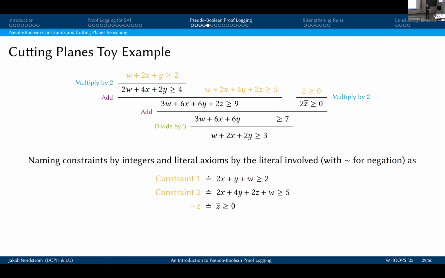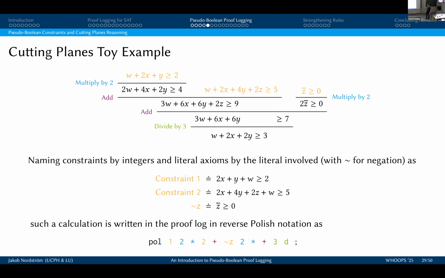Now when you write them in a proof file, the variable z is just z, and the negated literal not z, negation is a tilde. Every constraint gets a number. So let's say that this is constraint number 1 and this is constraint number 2. Then this proof tree, when we write it in the proof file, will just look like this.